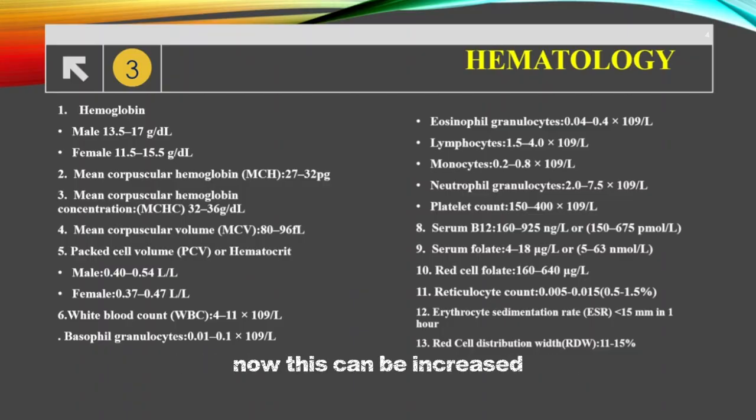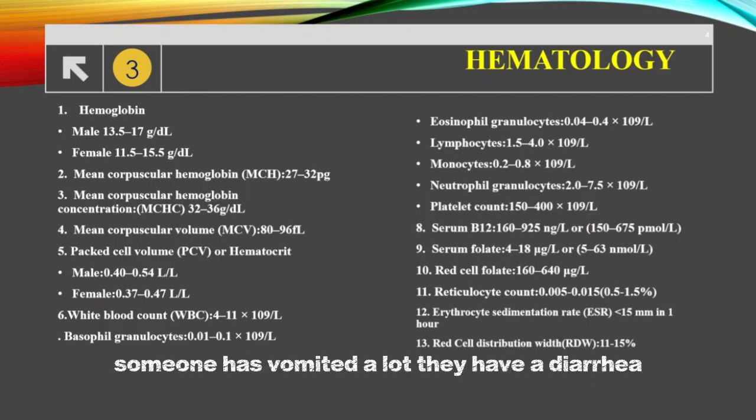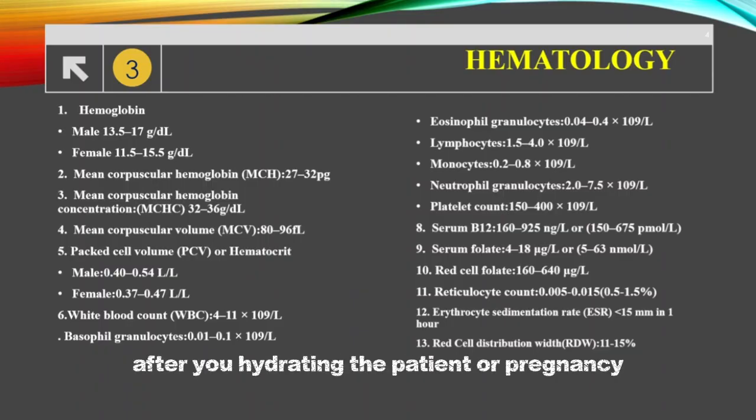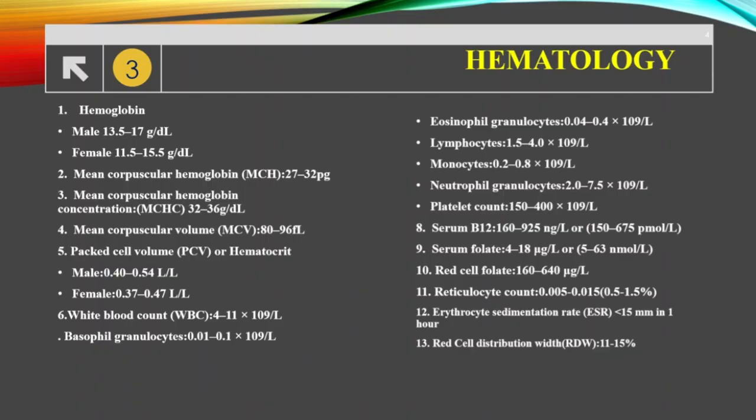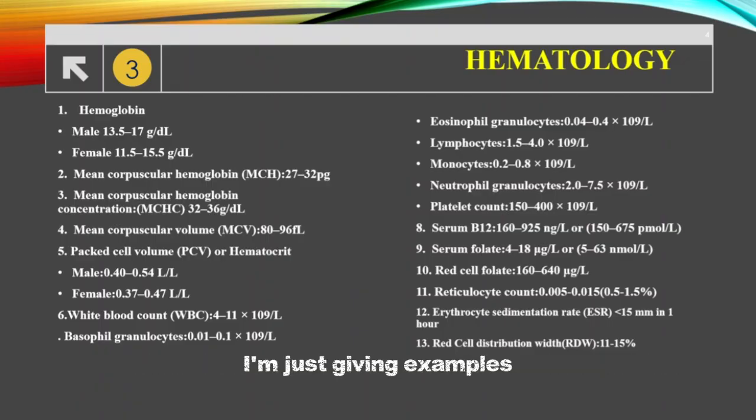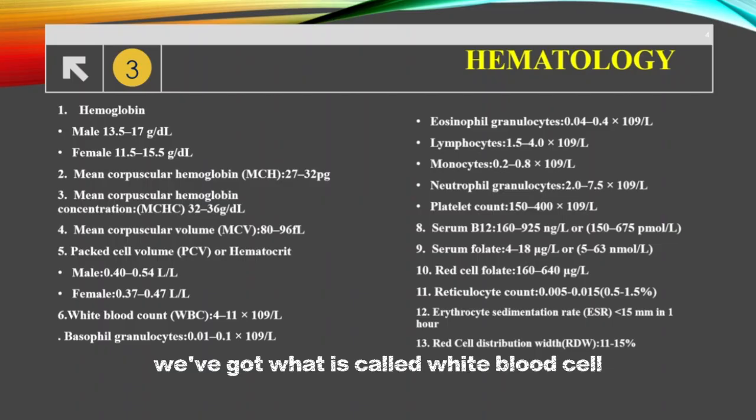Now this can be increased. If it's more than 54 in the male, then it is a raised hematocrit. It can be seen if someone is dehydrated, has vomited a lot, has had diarrhea, or has polycythemia, for example. Others will have a reduced hematocrit. It can happen after rehydrating the patient, or in pregnancy. Sometimes it can be raised depending on the condition. I'm just giving examples.